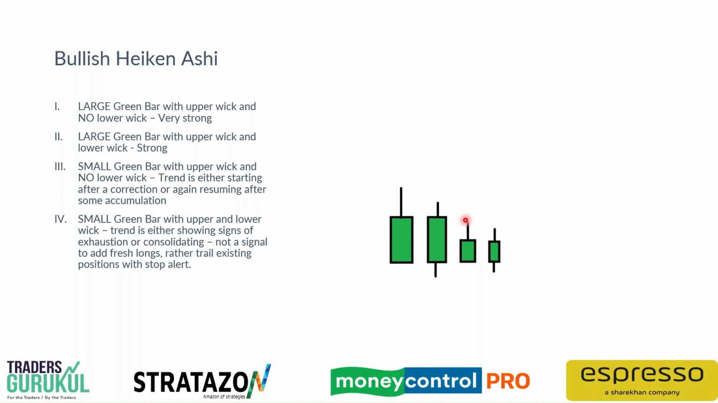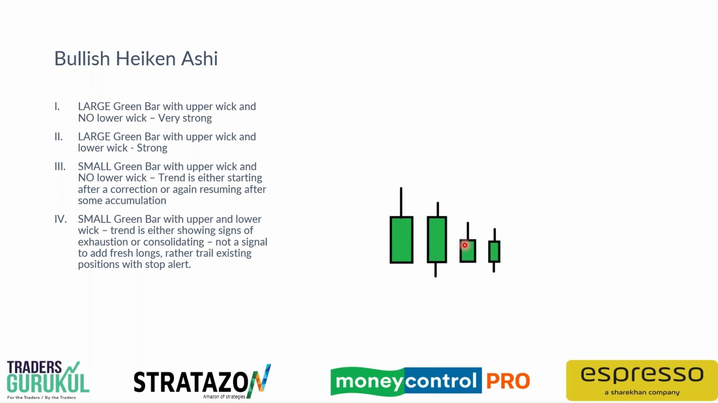So now there is a small green one compared to the large one, a small one, but with no lower wick. This suggests that the trend is either getting tired or going into a sideways trend. And that's what we've been seeing in this market for the last couple of weeks, except for a few stocks. We've seen the index and several stocks go on a non-stop sideways trend.